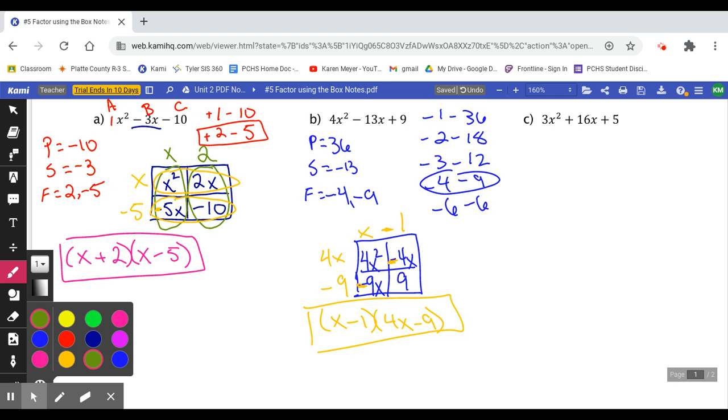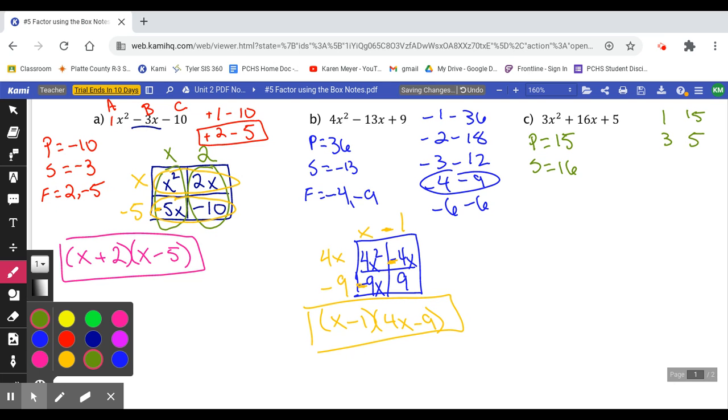Okay, third one. Is there a GCF? And the answer is no. So my product is 3 times 5, which is 15. My sum is 16. So what multiplies for 15 that will add for 16? So I'll make a little list here. 1 and 15, 3 and 5.